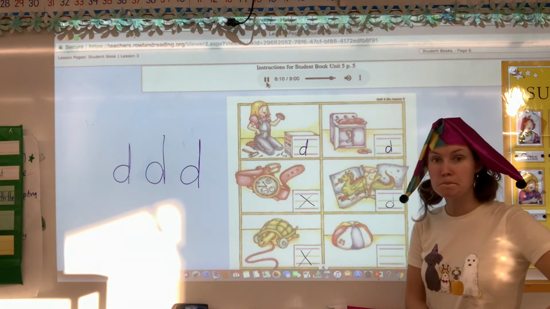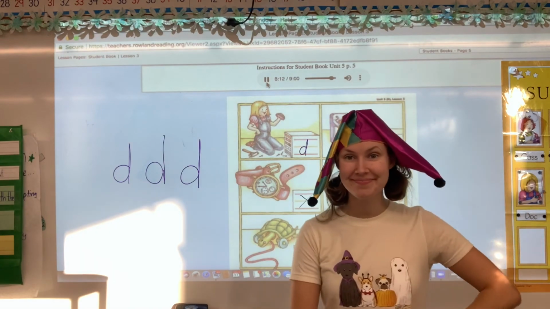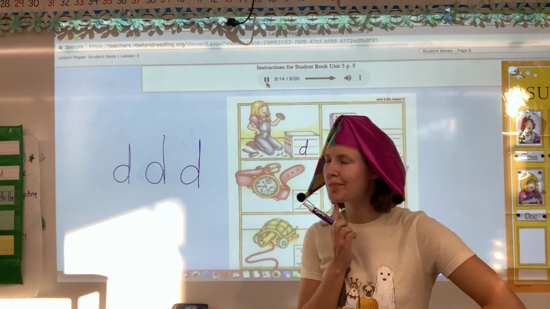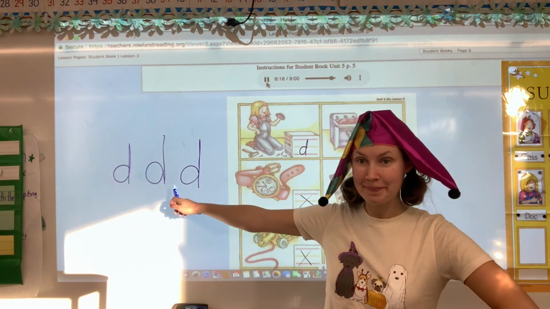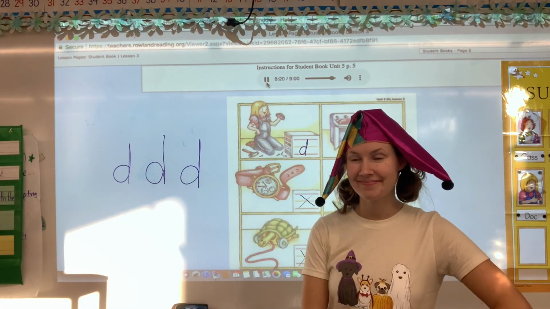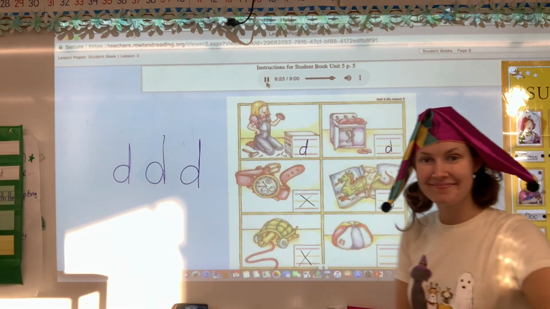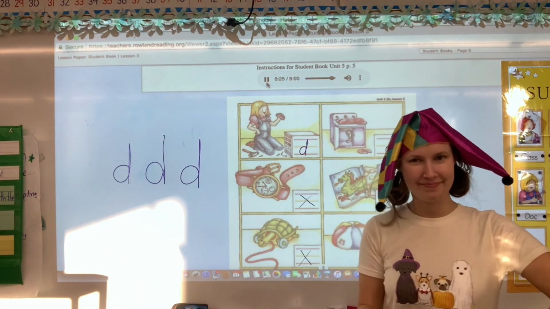Ball. Does ball begin with the sound d? If your answer is yes, write lowercase d on the lines next to the beach ball. If your answer is no, mark an X on the lines.